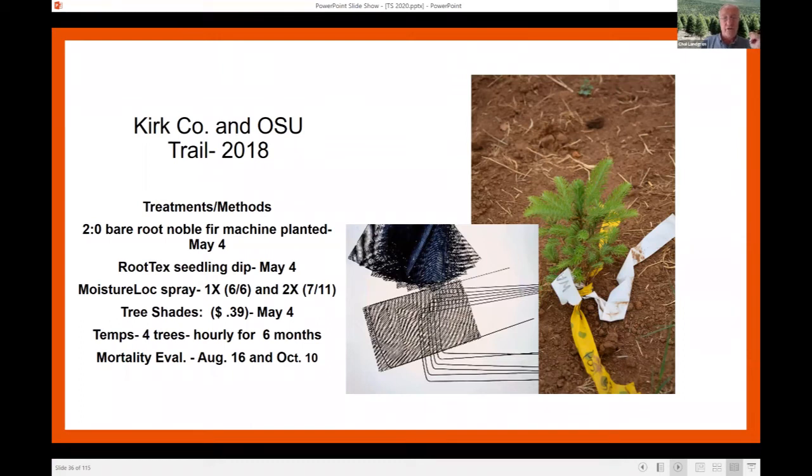We also had tree shades, and that's what the tree shades look like. They're essentially shade cloth with a wire frame around them. We monitored the trees with temperature monitors and evaluated mortality on August 16th and August 10th. And we had very sophisticated mortality evaluations: healthy, sick looking, and dead. Those were the three categories that we used to evaluate the planted seedlings in 2018.